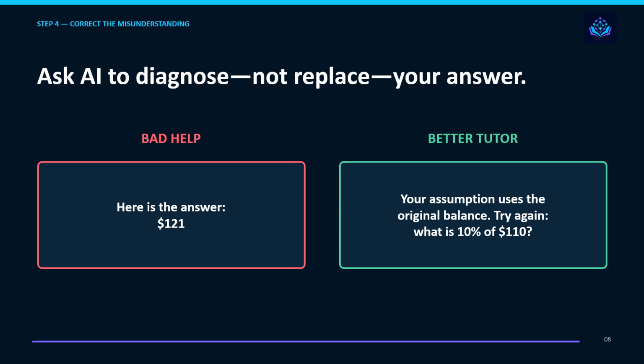Step 4. Ask the AI to diagnose your mistake, not simply replace your answer. A useful tutor identifies the wrong assumption, gives a small hint, and lets you try again.